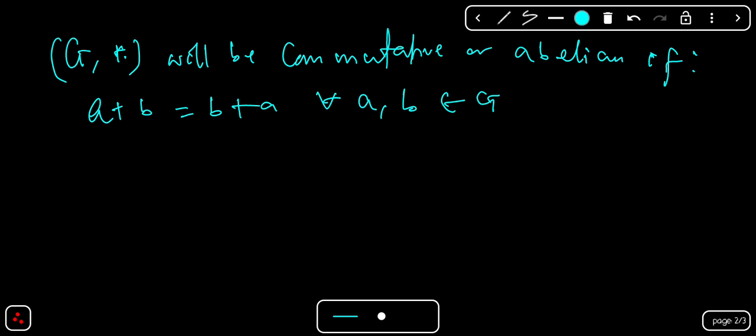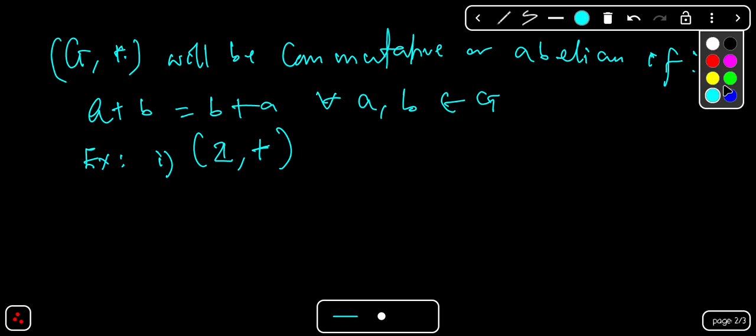Now we have some examples of groups. The first example: the set of integers under the operation addition is a group. It is even an abelian group. Now let's check if this is a group or not.